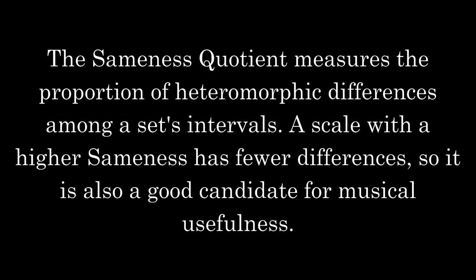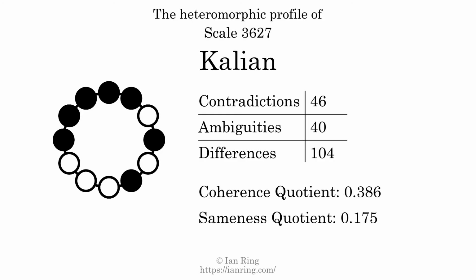The sameness quotient measures the proportion of heteromorphic differences among a set's intervals. A scale with a higher sameness has fewer differences, so it is also a good candidate for musical usefulness. The sameness quotient is 0.175.